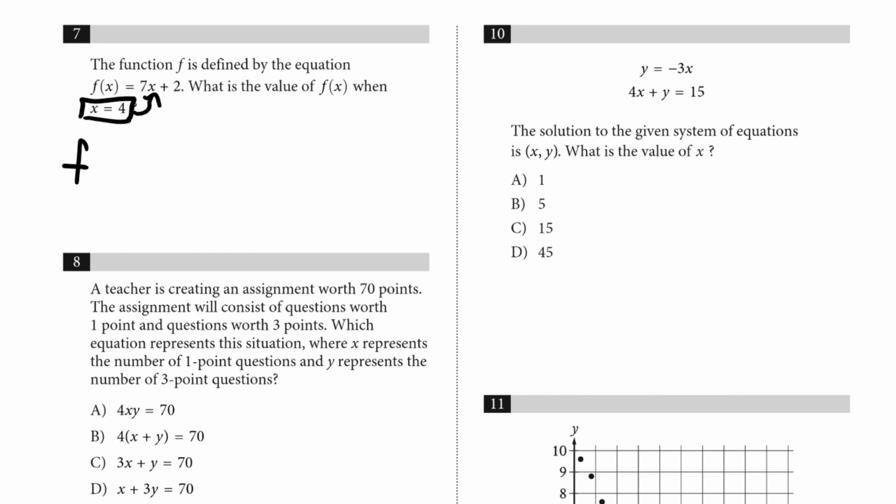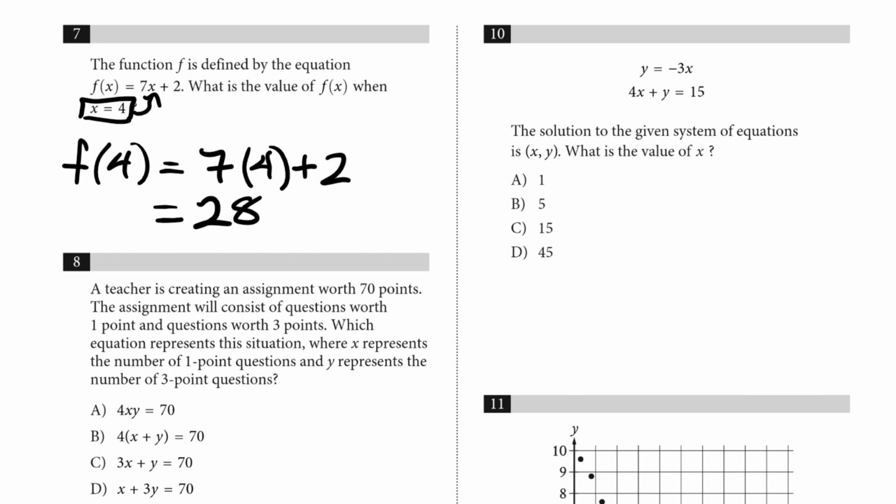This will be f of 4 is equal to 7, and then instead of x, we're going to plug in what x is equal to. 4 plus 2. 7 times 4 is 28, and 28 plus 2 is 30.